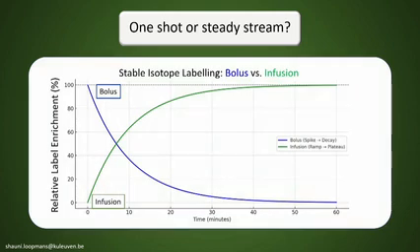And here's, I think, a nice visualization comparing bolus with infusion, because with a bolus we will start very high, but our label will decrease rapidly over time, and you have to find the time frame where you still have a nice label. But for infusion, you have to wait a bit before you're reaching this plateau, and that's where you want to do your analysis.